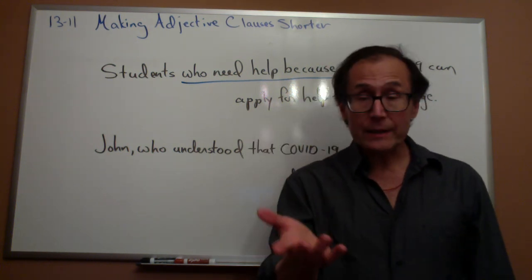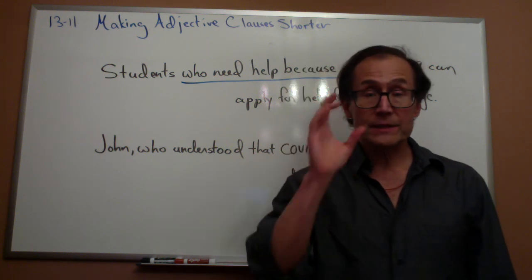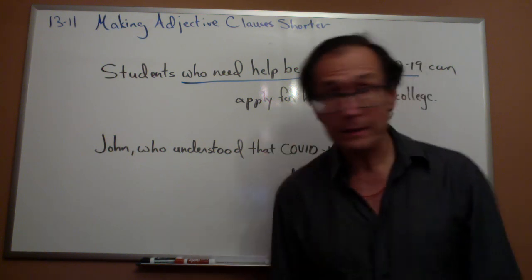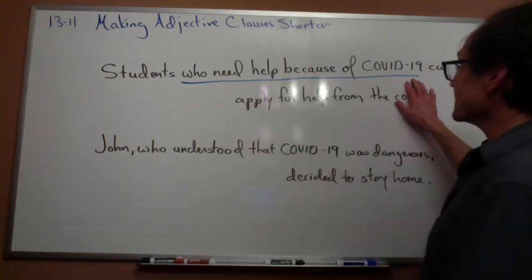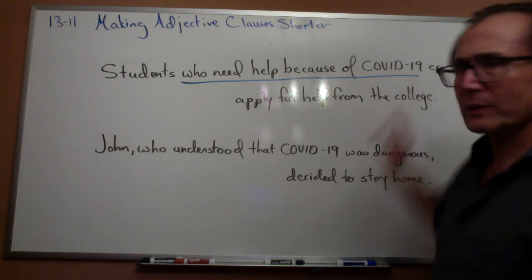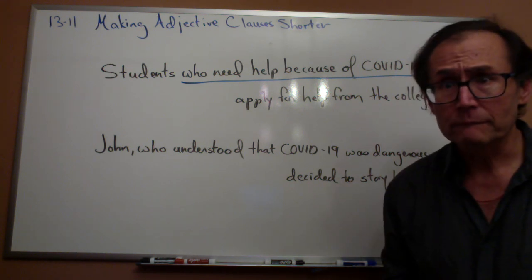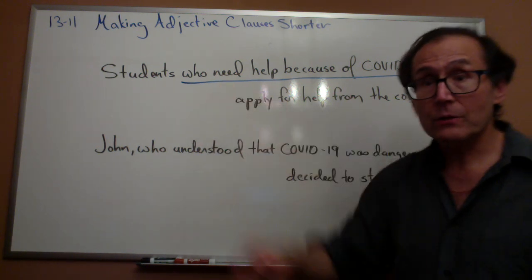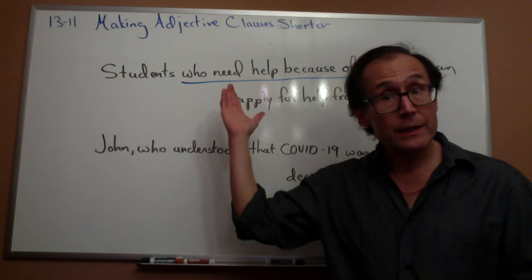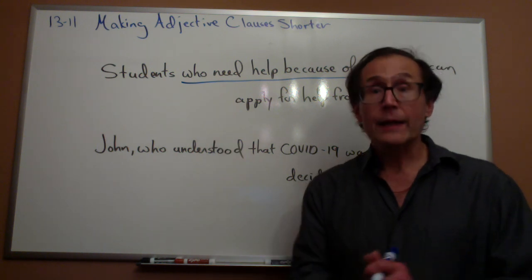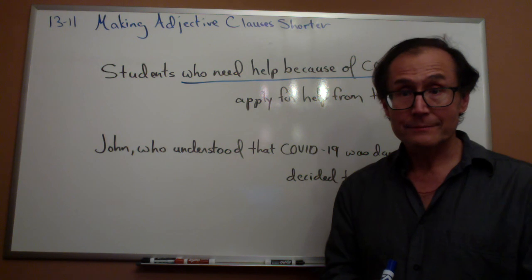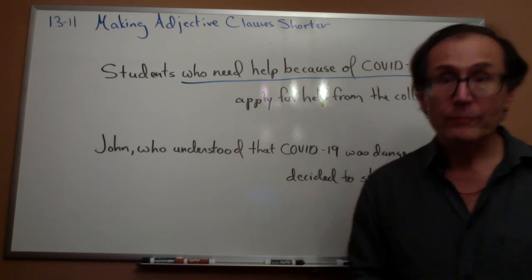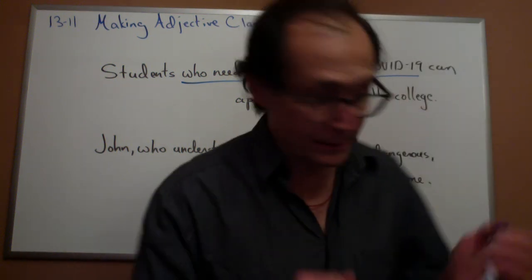Remember I just said, if the adjective clause contains be, I can make it shorter. So let's see if this has be. Students who need help because of COVID-19. And I say, well, what's the verb there? Need, right? So, no be. I've got need, but I don't have be. Can I make this shorter? Answer. There is a way. And so let me tell you what that is.